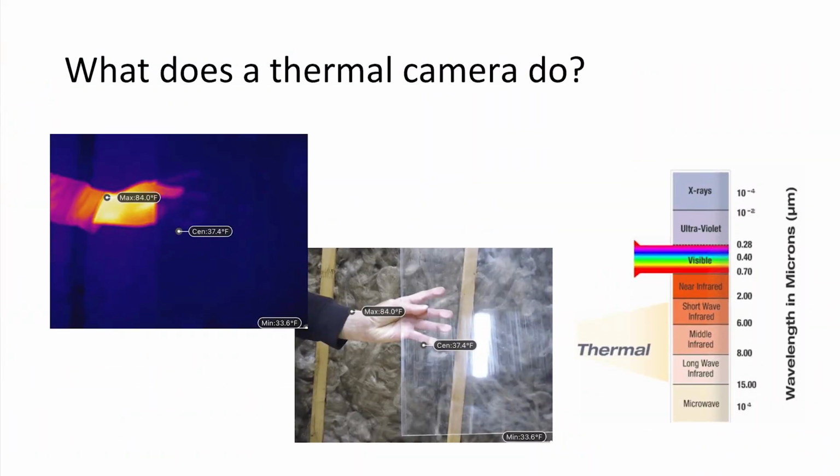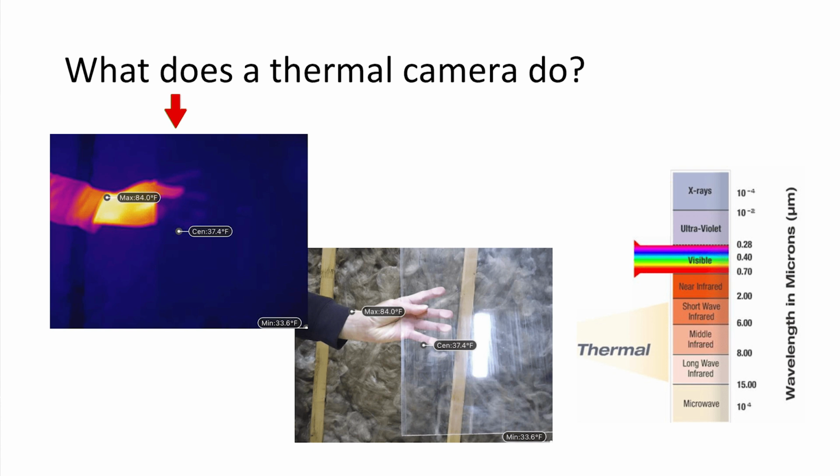Now, what can that camera do? It has its limitations, as I said. It looks at surface temperature. So if we compare these two images, this is a thermal image, and this is a visible light image of the same thing. Now, that's my hand there, and I'm holding a sheet of plexiglass, or Lexan, whatever you want to call it.